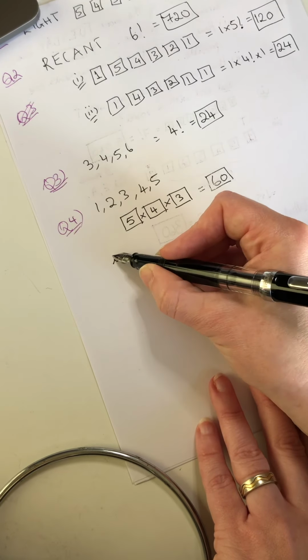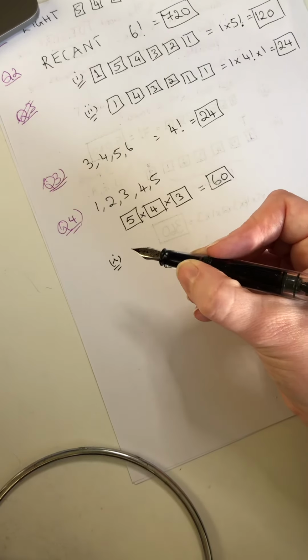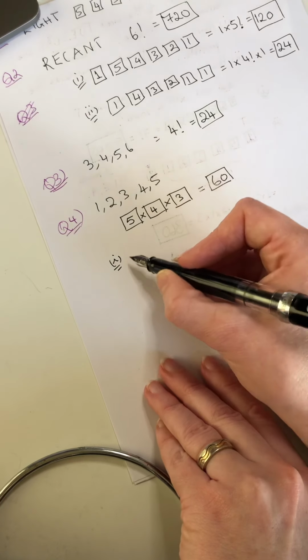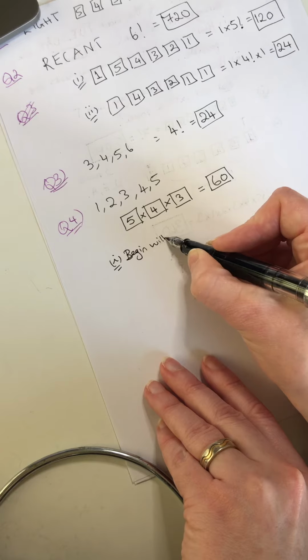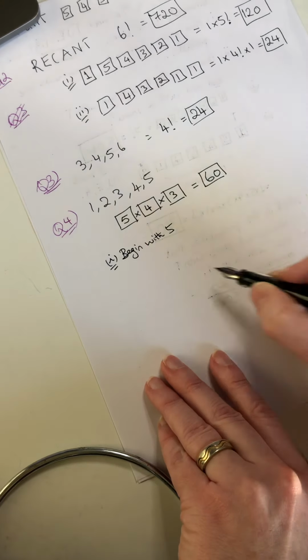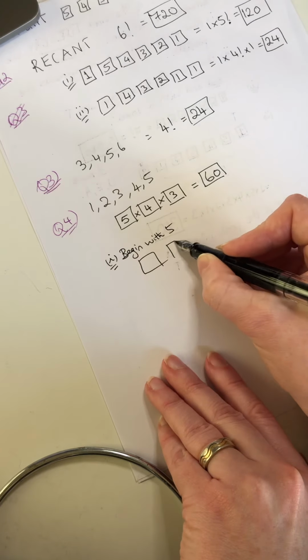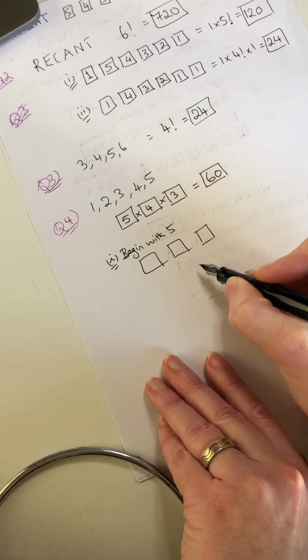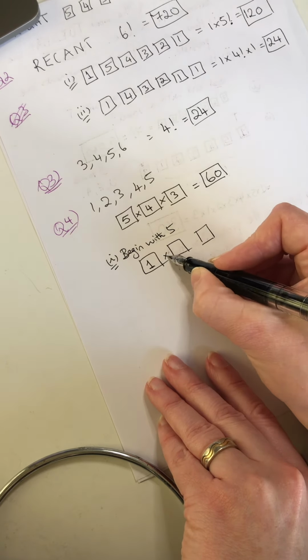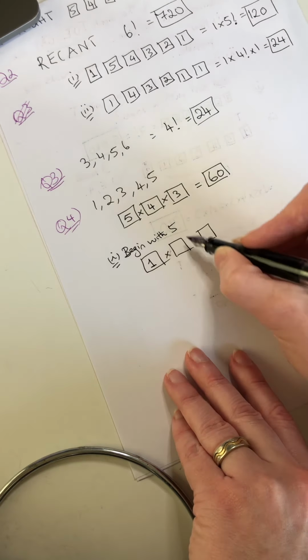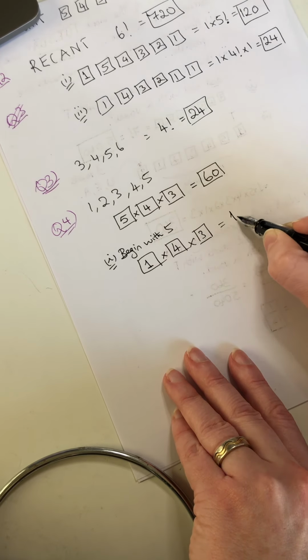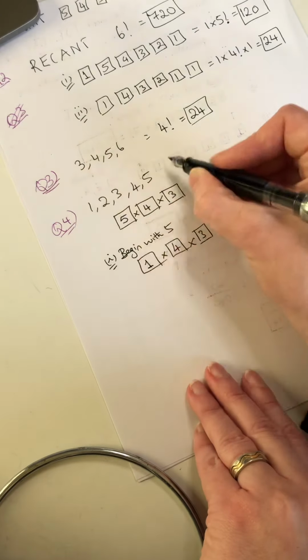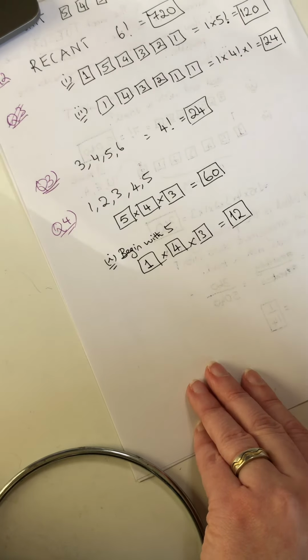There's some follow-up questions then. Part 1 says, how many of these numbers begin with the digit 5? So again, I've got 3 pigeonholes, but I only have one choice for the first one, leaving me with 4 choices for the second one and 3 choices for the third, meaning that there are 12 3-digit numbers from those choices that start with 5.